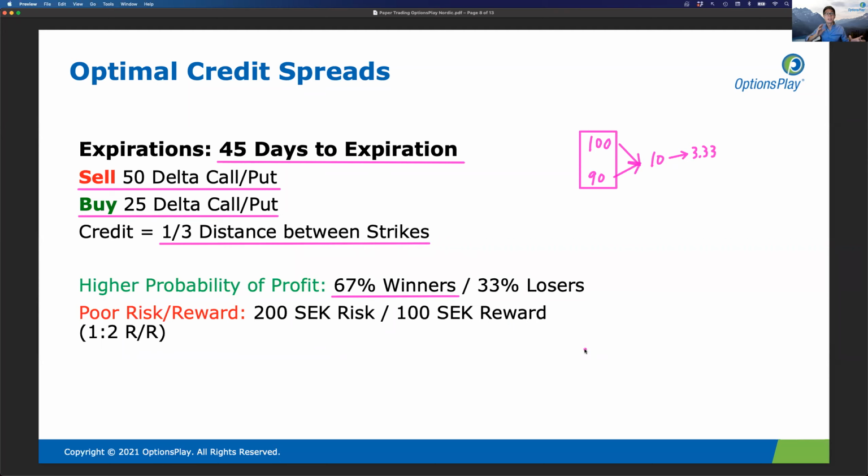The credit spreads have a negative risk-reward ratio, which means that for every 100 crowns in potential reward, you are actually taking on roughly double the amount of risk. So that's the catch, if you will. You can win more often, but when you lose, you lose significantly larger than what you win. So that's the catch that you generally have when it comes to selling these types of credit spreads.